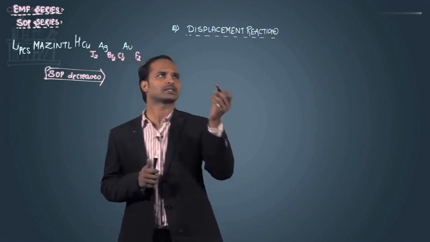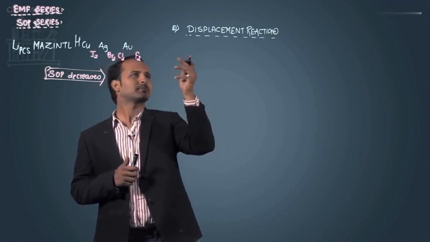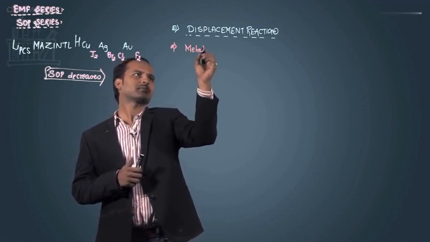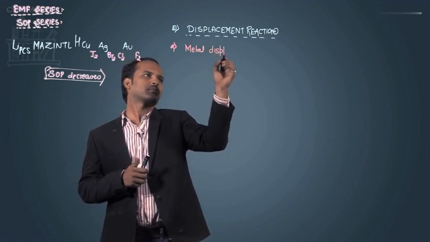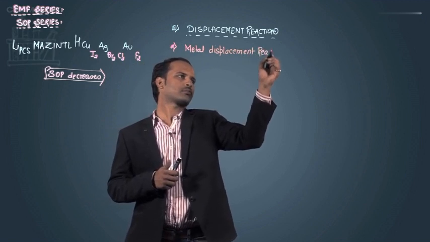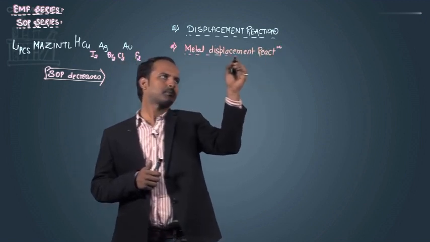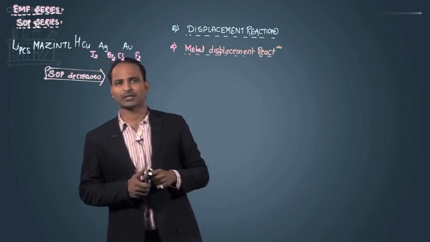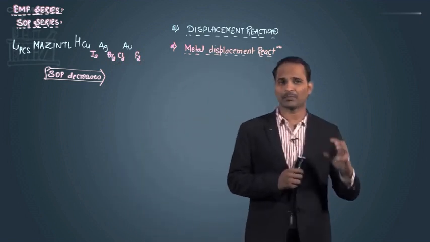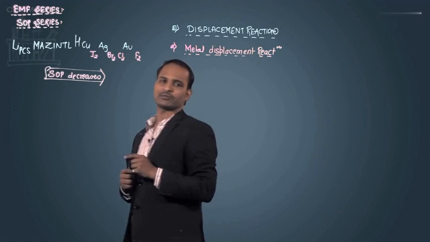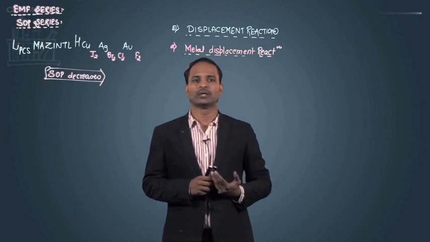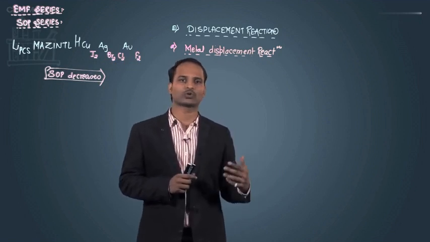Displacement reaction, the first example is the metal displacement reaction. In this case, the metal which has a higher tendency to oxidize can displace the metal having a low tendency to oxidize from its salt. A metal having a higher tendency to oxidize, meaning a higher SOP value, can displace a metal having a low SOP value from its salt.